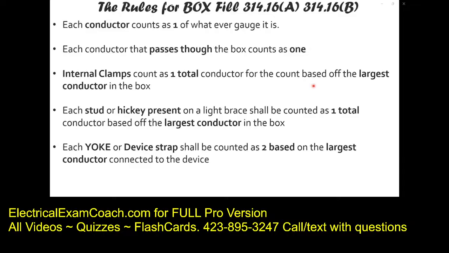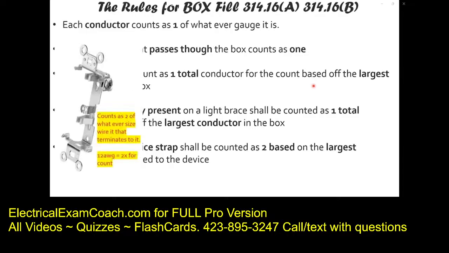As we learned earlier in the program, this is a device yoke, or what we call a device strap. So each one of those, and how I like to think about it, is each gang of a box. If you have a single gang box, 2 gang box, or 3 gang box, each gang is going to count as 2 based off the largest wire that is connected to the device. So if I had a box that had 12 gauge on one switch and 14 gauge on another switch, the first switch would count as 2 12s and the second switch would count as 2 14s.